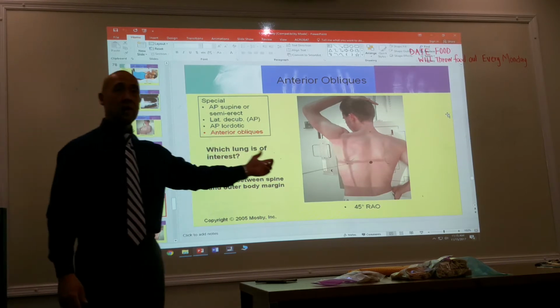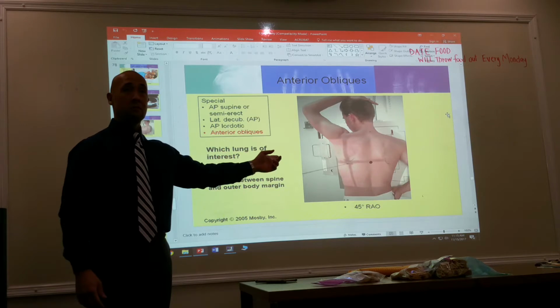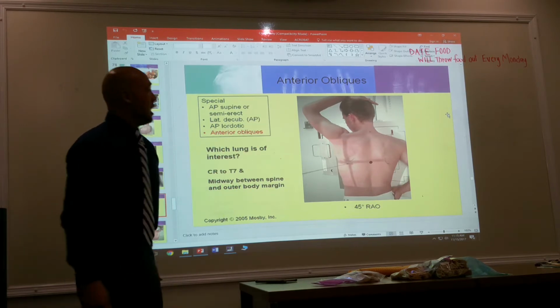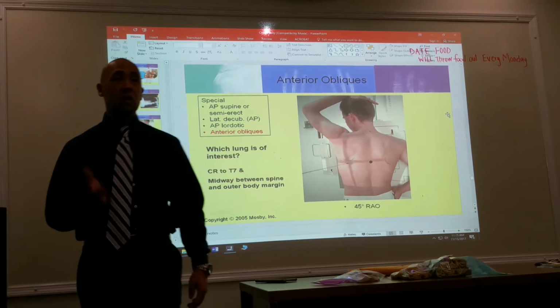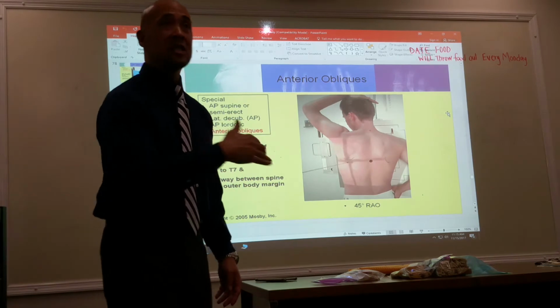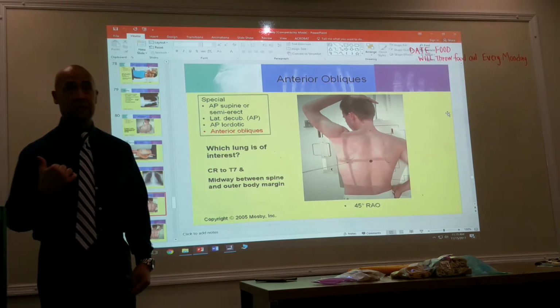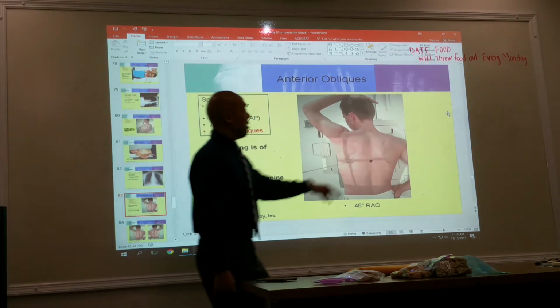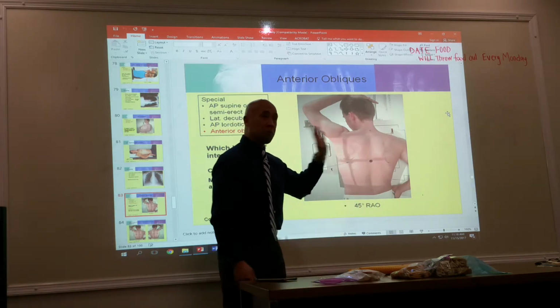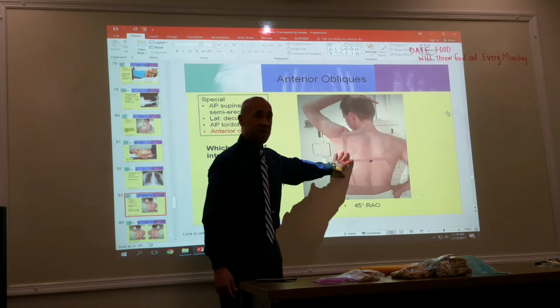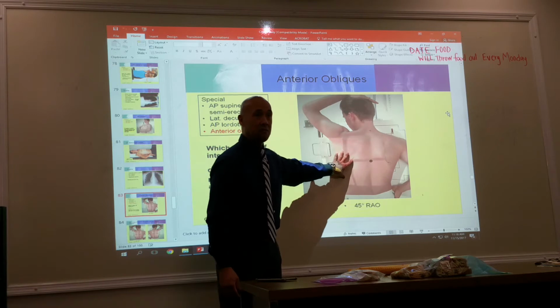Everybody agree this is an RAO? Right anterior oblique? When you're doing an anterior oblique, you are looking at the lung that is furthest away from the image receptor. So this is an RAO. We're going to be looking more particularly at the left lung.